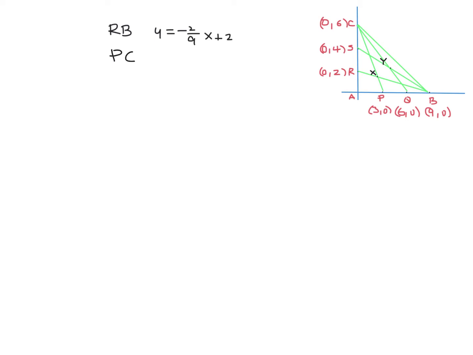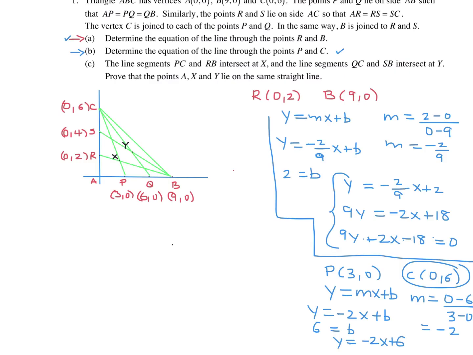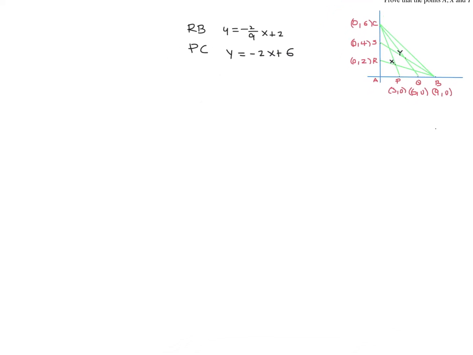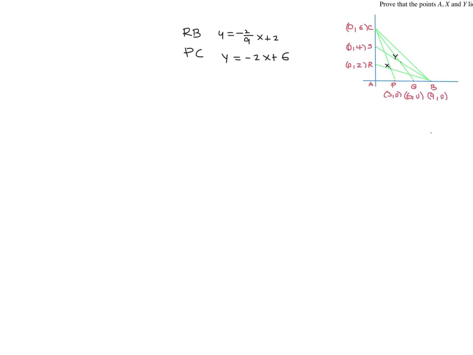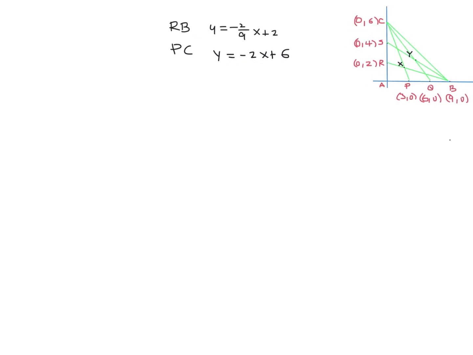the second line, and that is y is equal to minus 2x plus 6. All right, great. So with this, we can easily figure out the intersection point, which is, I guess, between RB and PC. The equation will allow me to figure out the coordinates of point X.